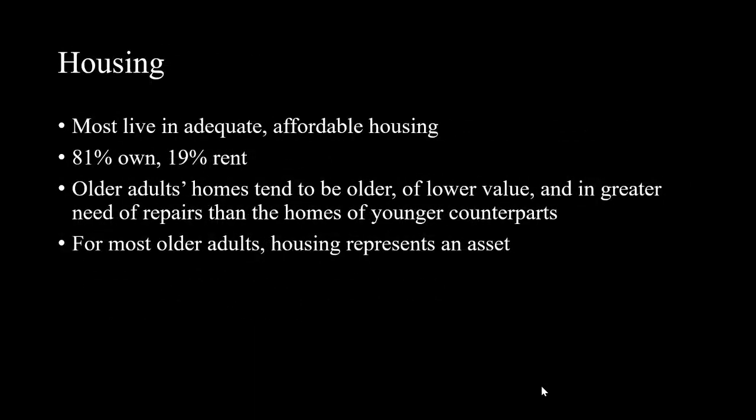Most of the elderly population live in adequate and affordable housing. 81% of the elderly population own their own housing, whereas 19% rent their housing. However, the older adults' homes tend to be older, as they've probably lived in there for the majority of their lives, tend to have lower value, and are in greater need of repair compared to homes of people who are younger, which makes sense. People who are younger have the energy and resources to fix up their homes, or as you get older, you don't have those resources nor the ability to conduct minor repairs. So for most older adults, housing represents an asset, so it's a benefit to them to have their home.